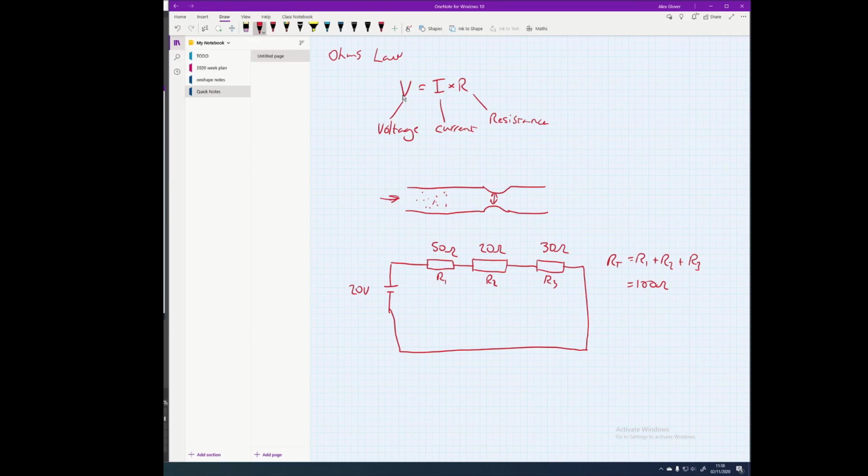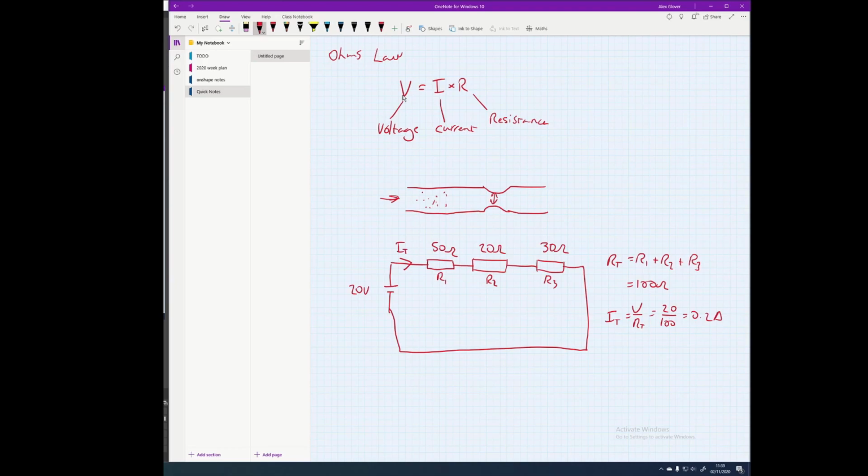We know from the formula above that the total current in the circuit is going to be equal to the voltage divided by the total resistance, and that's 20 divided by 100, which equals 0.2 of an amp, capital A. We can use this because this is the current flowing in the circuit.